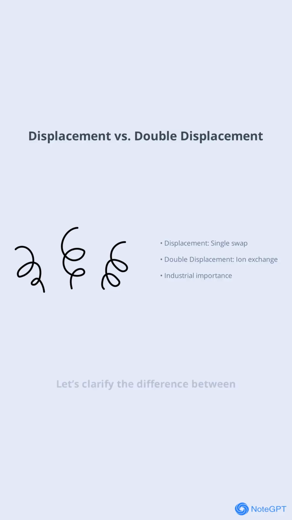Let's clarify the difference between displacement and double displacement reactions. In a displacement reaction, a single element replaces another in a compound, like magnesium reacting with copper sulfate to form magnesium sulfate and copper. In double displacement, two compounds exchange ions, such as barium chloride reacting with aluminum sulfate to produce barium sulfate and aluminum chloride. These reactions are crucial in industries for extracting metals and purifying compounds. Recognizing the difference helps in predicting products and understanding reaction mechanisms.